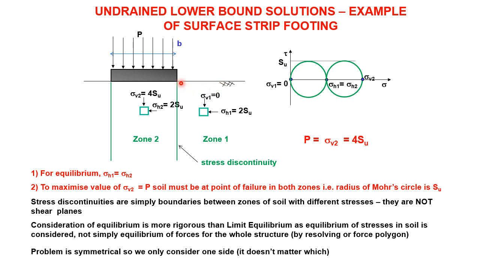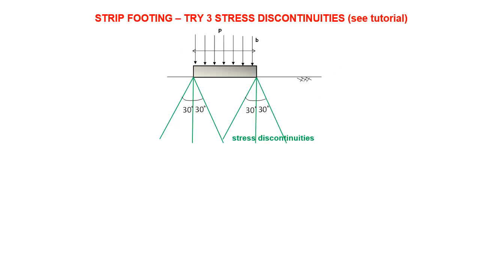As I said, the problem's symmetrical, so I only need to consider one side. So I'm going to say this is one discontinuity. I'm just considering one side for symmetry. In your tutorial sheet, you've got this example of 3 discontinuities, and I want you to have a go at it. We'll do it together eventually. But there are 3 discontinuities, and the angles between them are 30 degrees, and you have to start in zone 1, let's call it, and you work through to zone 2, zone 3, and zone 4 to get the foundation stress P. Okay, it's actually not that difficult.